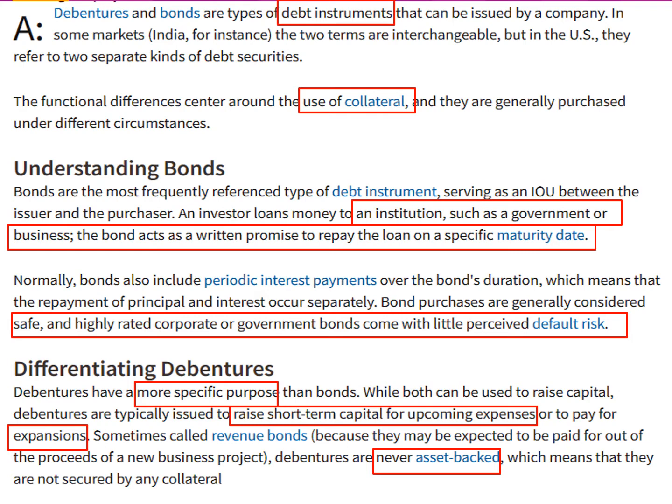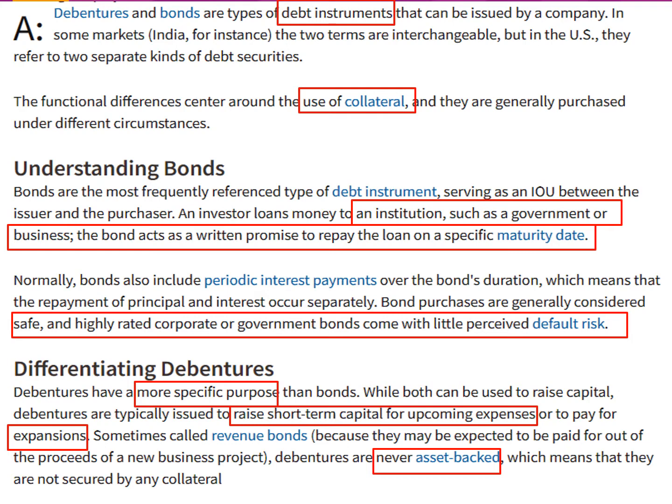Look at the types of debt instruments. Debt instruments mean borrowing by the company. They are used by the company in some markets. In India, for instance, these two terms are interchangeable. That means these two terms are the same. But in the US, they refer to two separate kinds of debt securities.